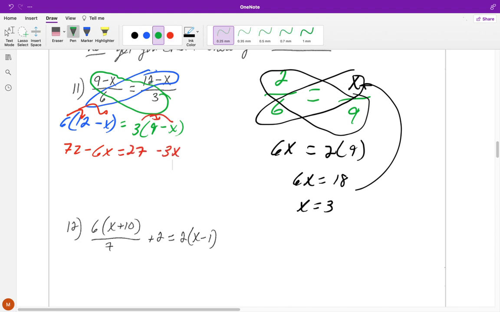And now I'm going to go ahead and move my x to the left-hand side. So I'll add 3x, add 3x. So now I get 72 minus 3x is equal to 27.